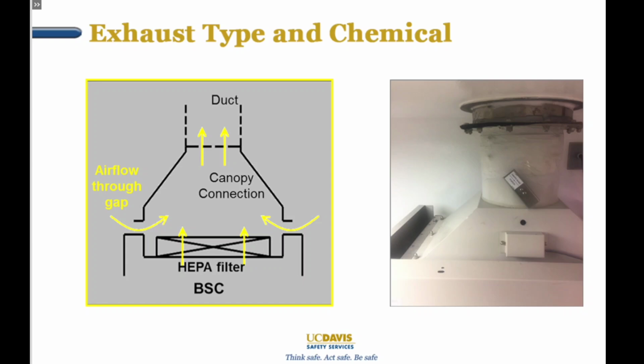If the building exhaust system momentarily fails, the A2 BSC will still continue working to provide protection from the biological materials, but gases and vapors will be exhausted into the room rather than being removed. In contrast, the B1 and B2 type BSCs are directly connected to the building exhaust. There's no gap between the BSC and the exhaust duct, as you can see in the picture on the right. The direct connection, combined with the low percentage of recirculated air inside the B-type BSCs, allows for the use of volatile chemicals.